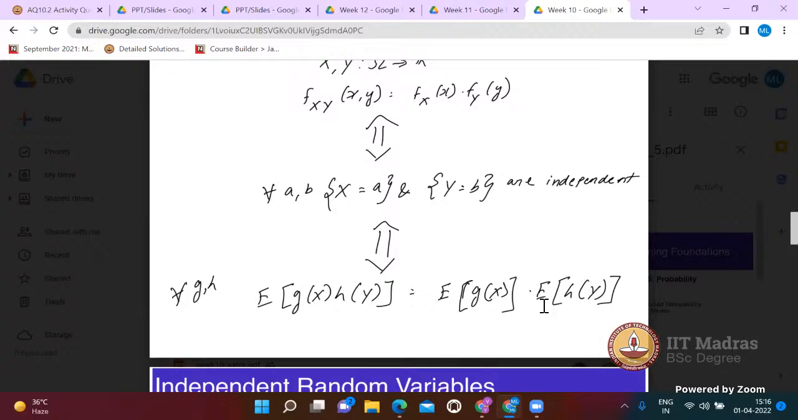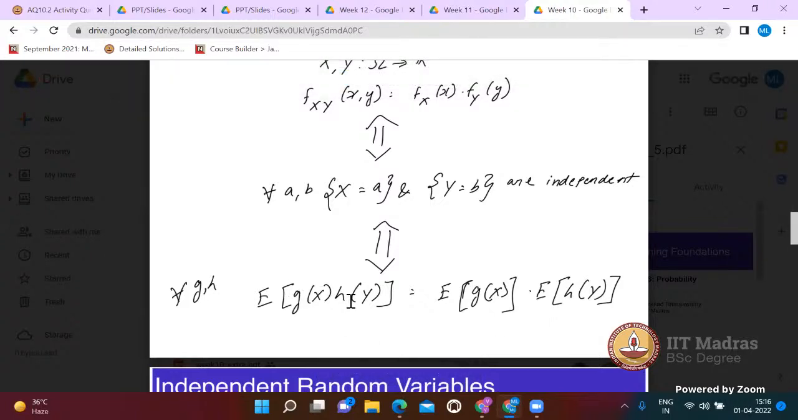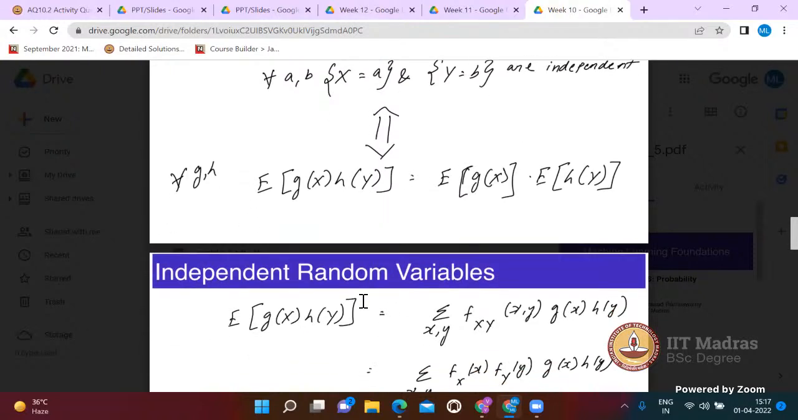For the summation, E of g(x) plus h(y), you can directly say that whether it's independent or not independent, it will hold true. Like the expectation of g(x) plus h(y) will be equal to expectation of g(x) plus expectation of h(y). Are you getting my point? For the product, for the multiplication, it should be independent. Then only it will hold. Okay.